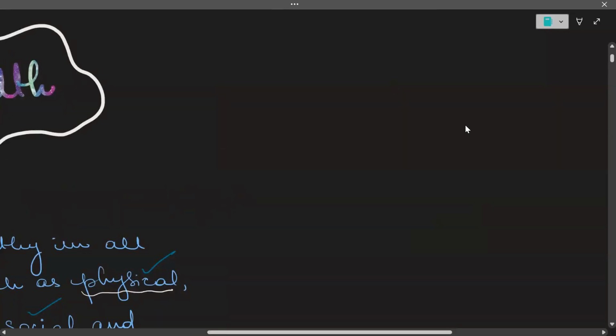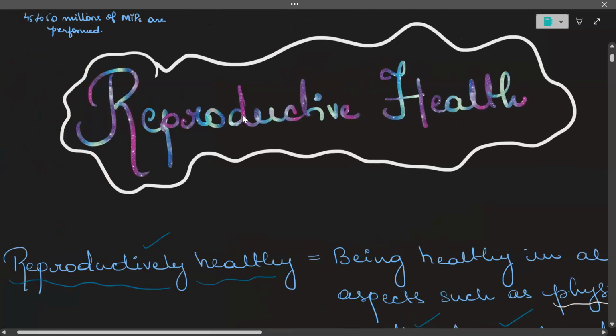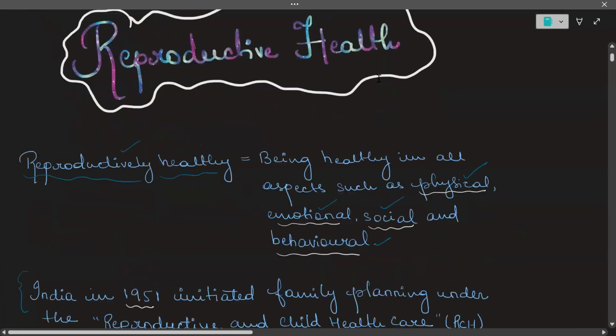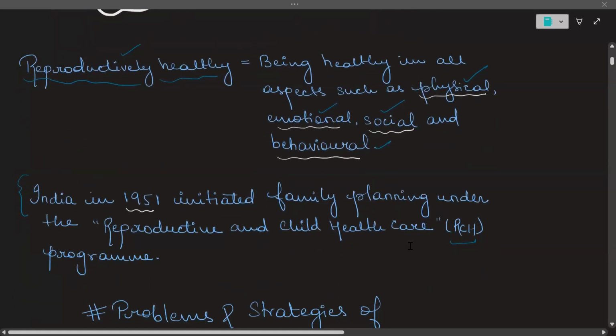All right, so now talking about the next chapter that you people missed, that was reproductive health. Now see, in reproductive health, we first need to know what is the meaning of being healthy in terms of reproductive health, right? So basically, a person is healthy in aspects such as physical, emotional, social, and behavioral.